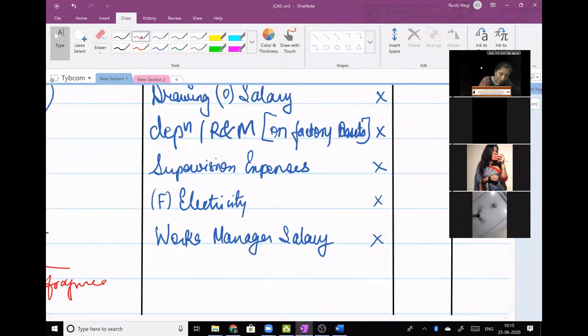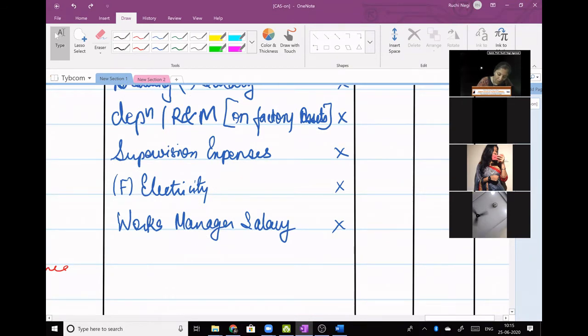I had explained this to you all. What does works mean in cost? Factory. So if in an exam it comes works manager salary, don't get confused. Works means factory, so it is factory manager's salary. Am I clear? Okay. Next.